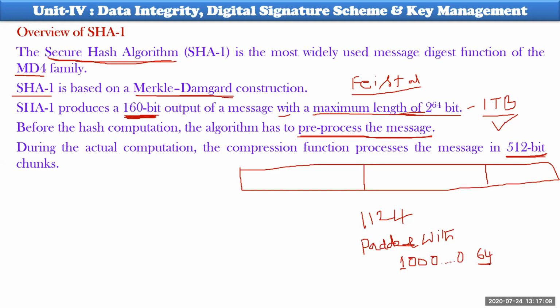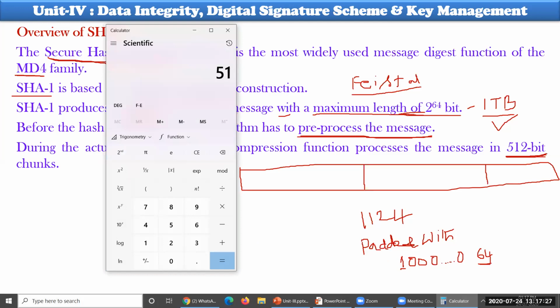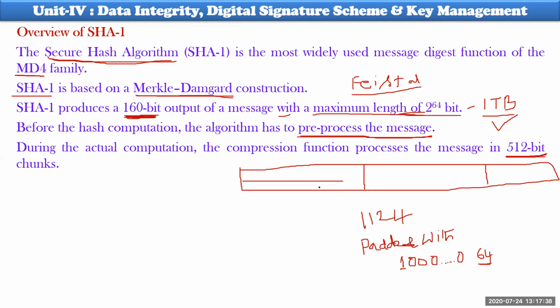Why the 64-bit pad is taken into consideration here, I shall explain with a specific example. Let me open the calculator, then it will be very easy to understand. 512 minus 64, so totally 448 bits are available. If the total data in this block is 448 bits, there is no problem. There is no addition of one and zeros, they are not added here. This is the actual data, 448 bits of actual data, followed by the count of how many bits there are here. That bit value can be placed here.